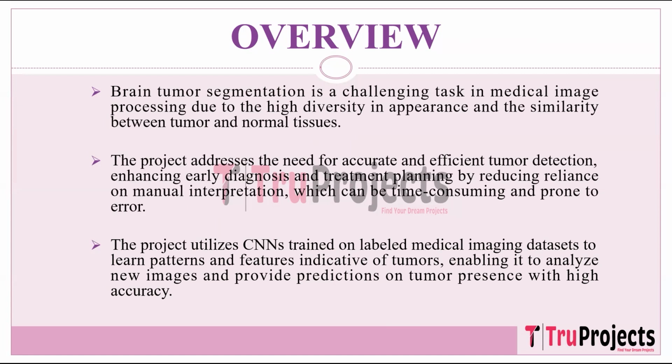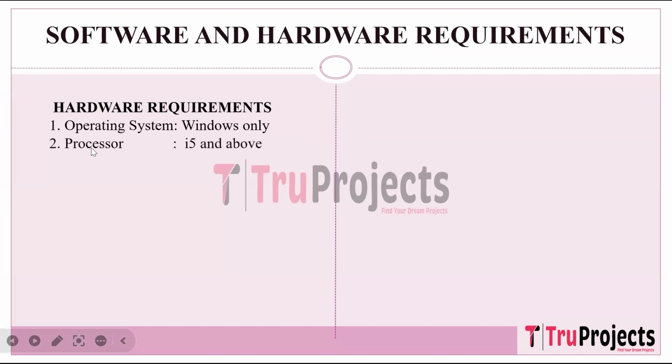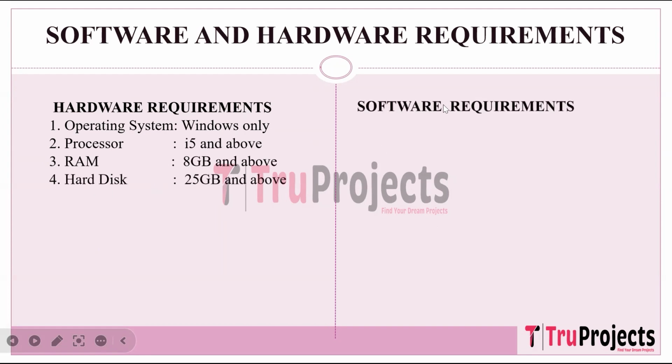Once trained, the CNN can analyze new medical images and provide predictions on the presence and location of tumors with high accuracy. Software and hardware requirements. Hardware requirements of the project are operating system of Windows, processor of Wi-Fi and above, RAM of 8 GB and above, hard disk of 25 GB and above.